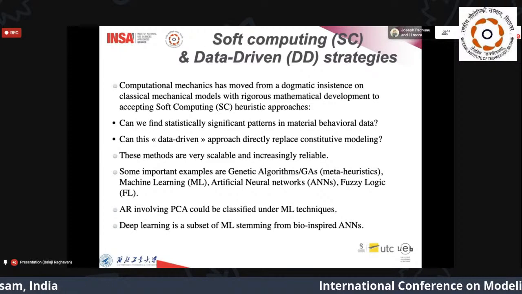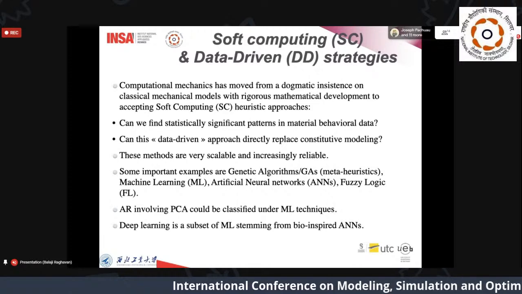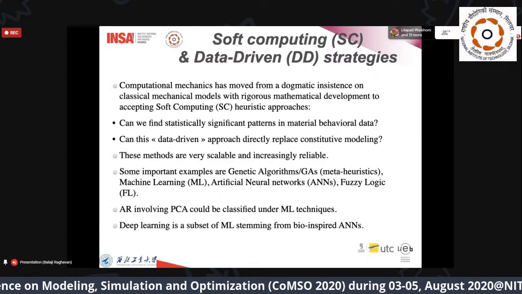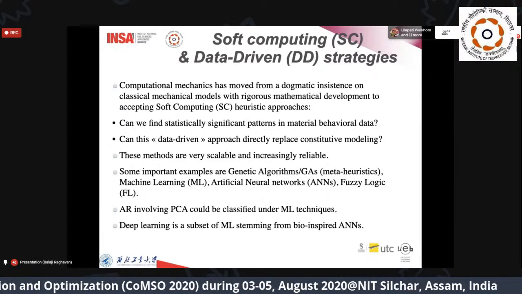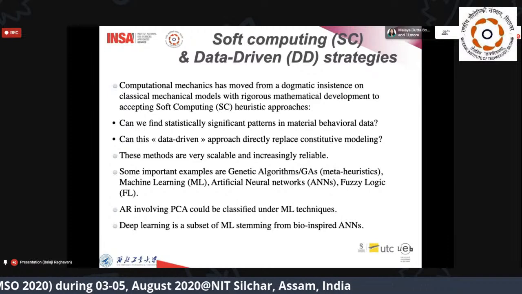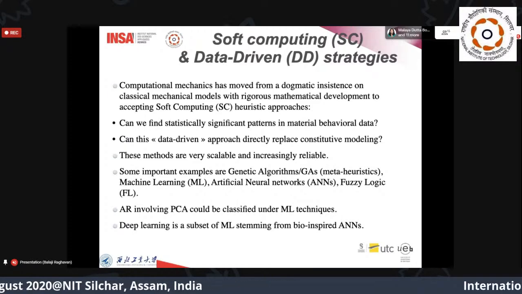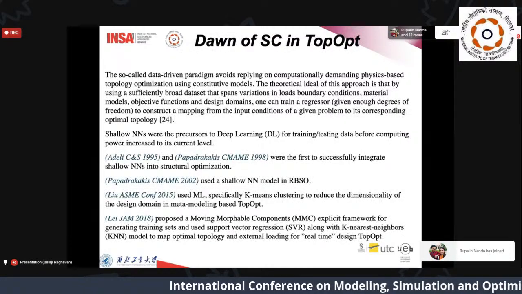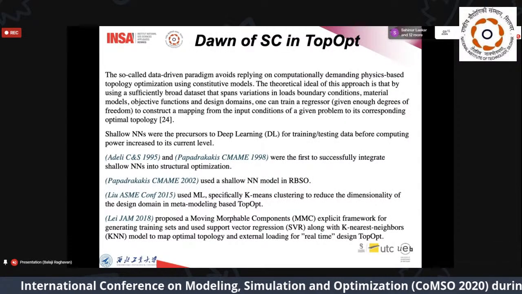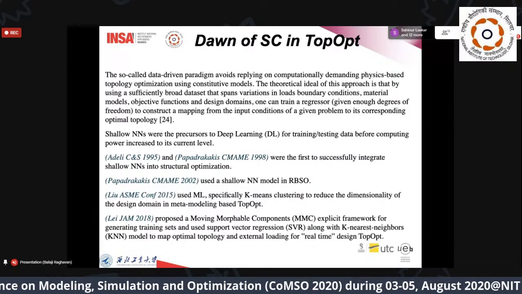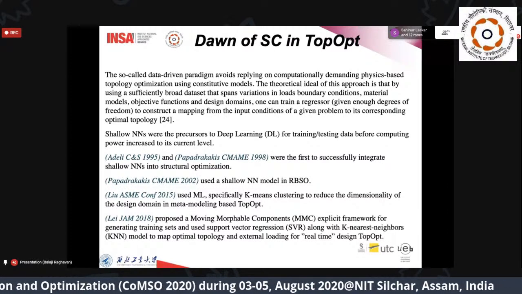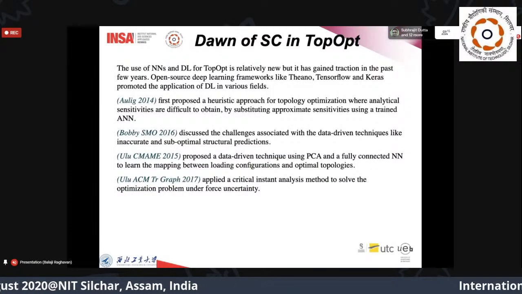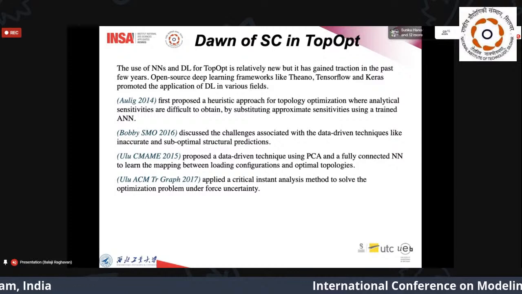Now, machine learning, artificial neural networks: technically our PCA or POD-based reduced order model should be classified under machine learning techniques. Deep learning is a subset of machine learning stemming from so-called bio-inspired ANNs. Now, we're just going to go rapidly because I don't really work in this area. The first real use was shallow neural networks. And the dawn of soft computing in TOPOP started with Oleg in 2014. So this is really, really new.